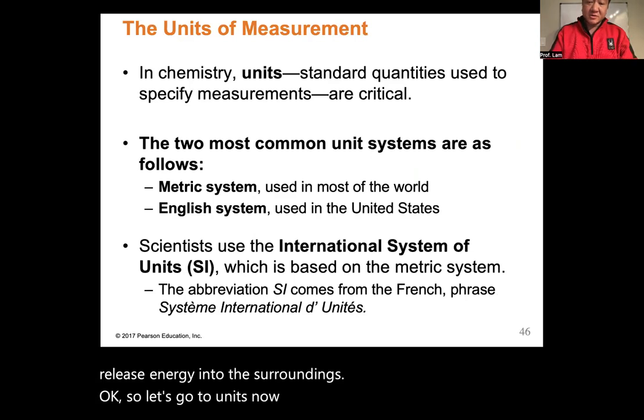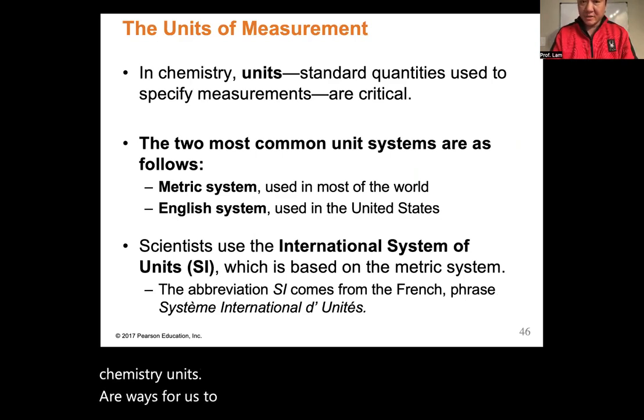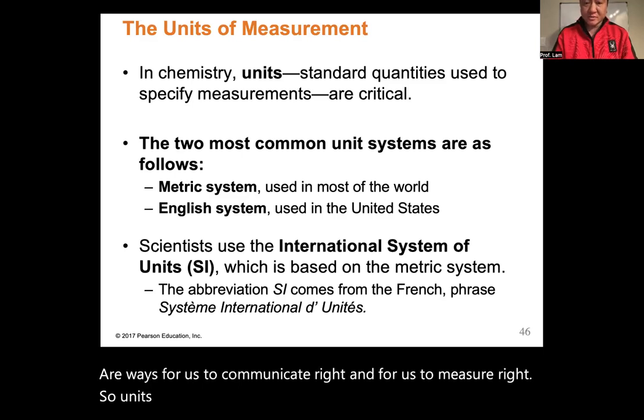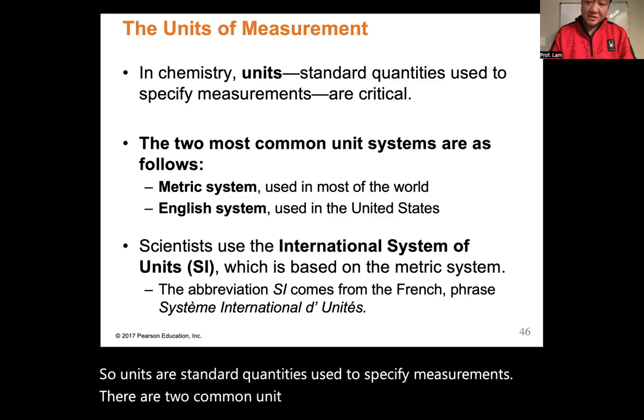Units of measurement. So in chemistry, units are ways for us to communicate, and for us to measure. Units are standard quantities used to specify measurements. There are two common unit systems: the metric and the English system.